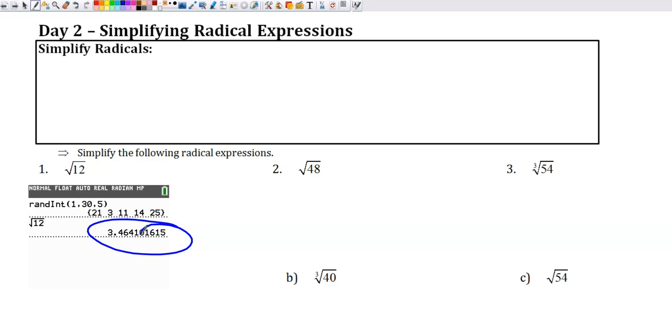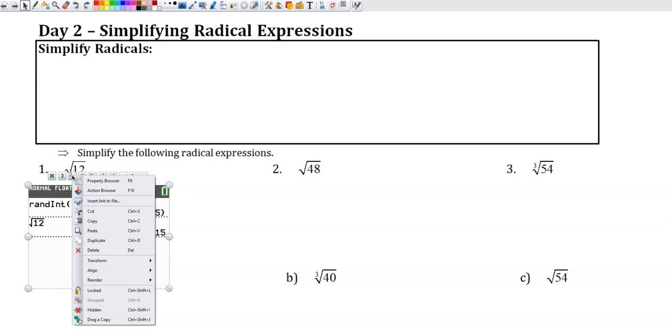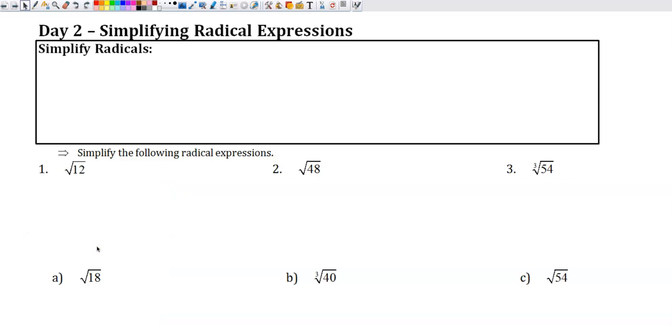Now, in real life, if I was doing construction or laying tile or something like that, the decimal approximation, about 3.5 or about 3.46, would be okay. The problem is, we being math nerds don't want approximations, we want exact answers. So we're not going to let you go straight to the calculator for this. However, the calculator can help us. I'll try to show you as we go.